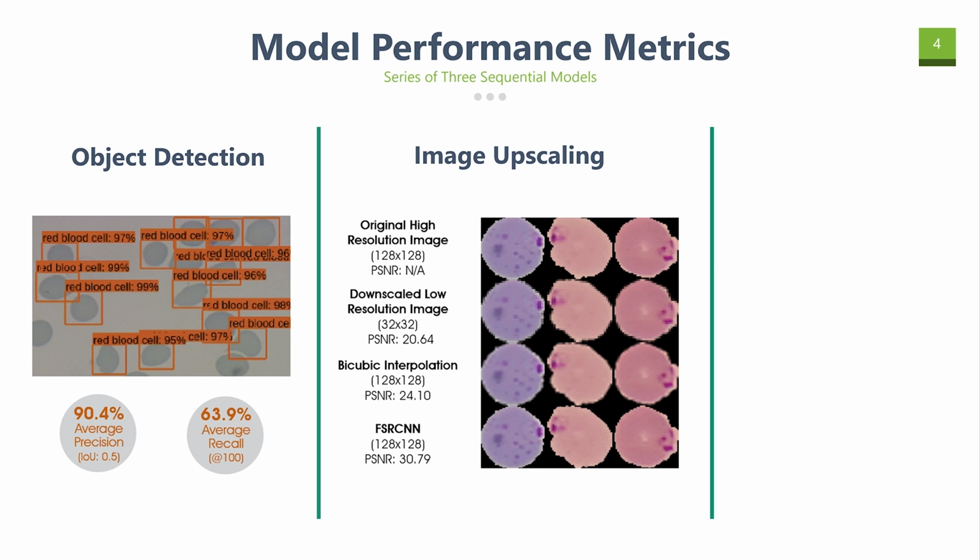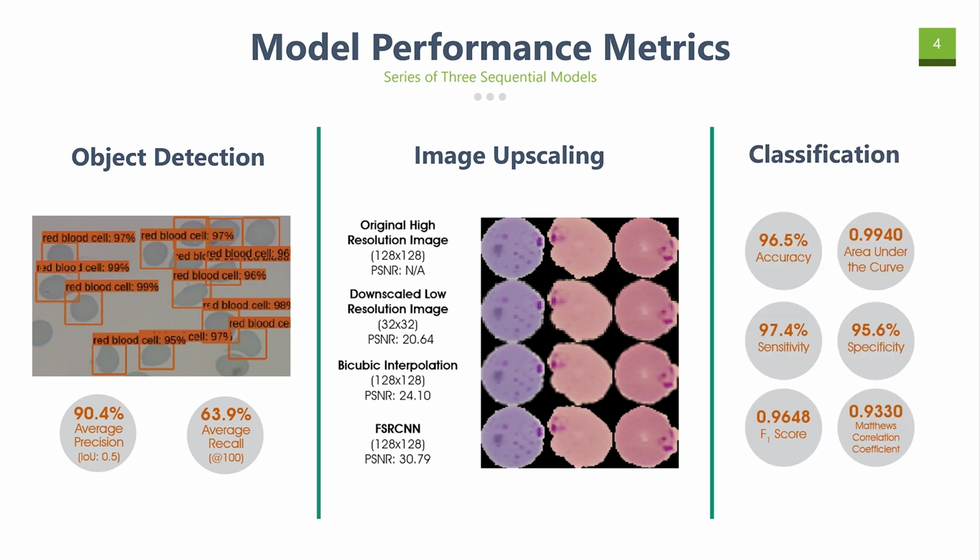Meanwhile, the classification model achieves an accuracy of 96.5% as well as a sensitivity of 97.4% and a specificity of 95.6%. While the object detection model was trained on a dataset from the Broad Institute, the image enhancement and classification models were trained on a dataset from the NIH. Because the models were trained on separate datasets, we show the object detection and classification models separately.